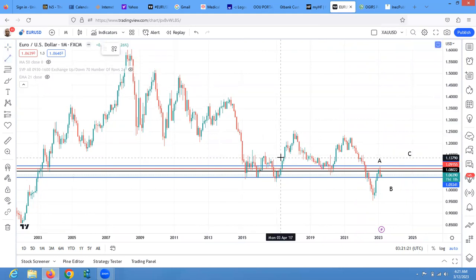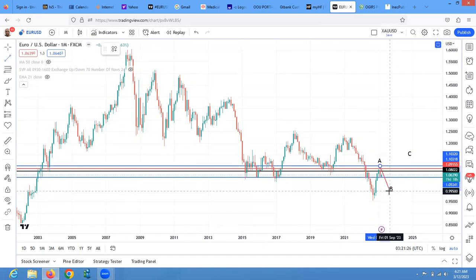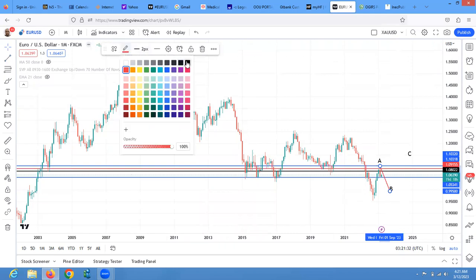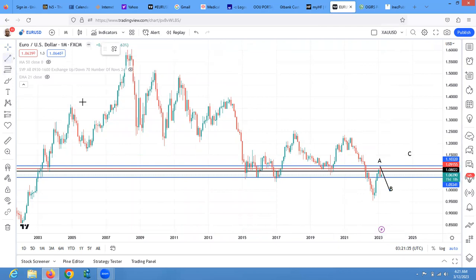So if I may use black, we are saying this be a B leg in the black, and that we are going to see a C leg that is of equal distance, so in the black. So that is what we are saying on this monthly cycle. That is what we are saying. But it's not going to just be like that. We expect that this B leg also is going to be in a three-way fashion.